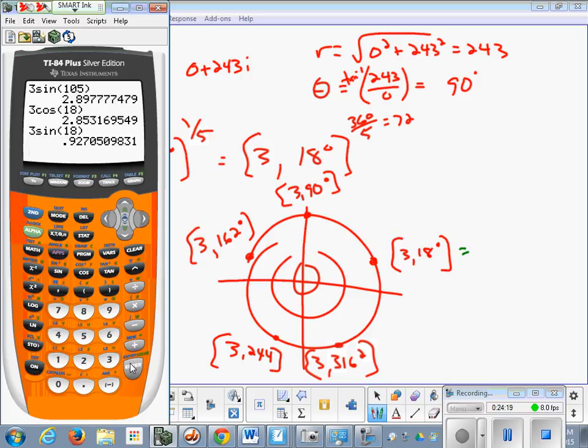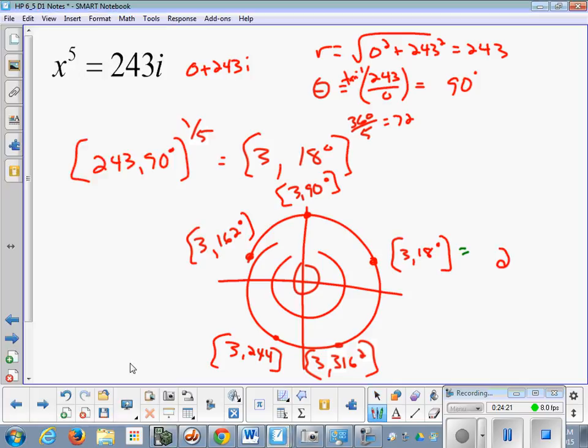So this is 2.9 plus 0.93i. This is opposite, negative 2.9 plus 0.93i. This is straight up, 3i. I'll let you ponder how I did that one so fast. And then let's do this.